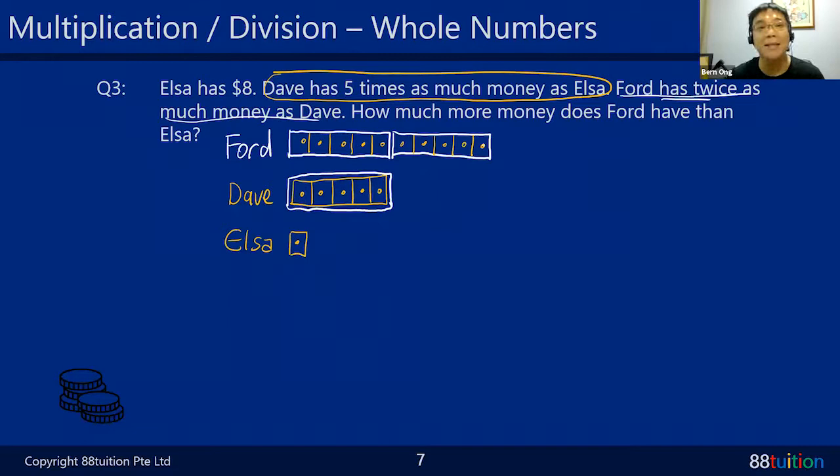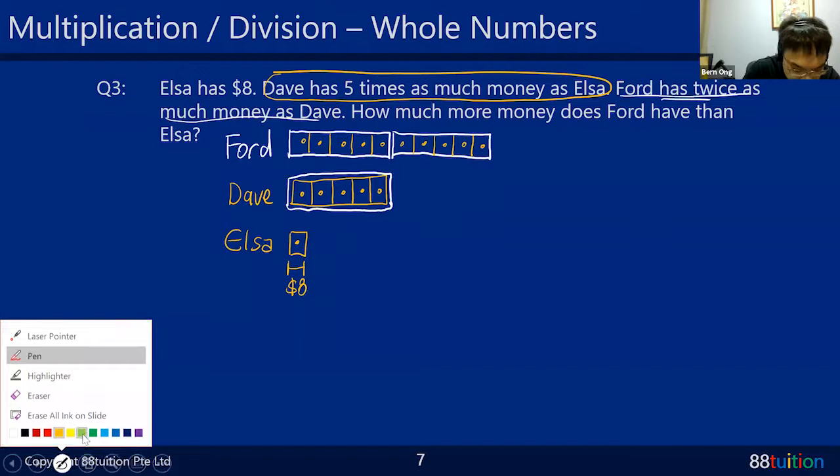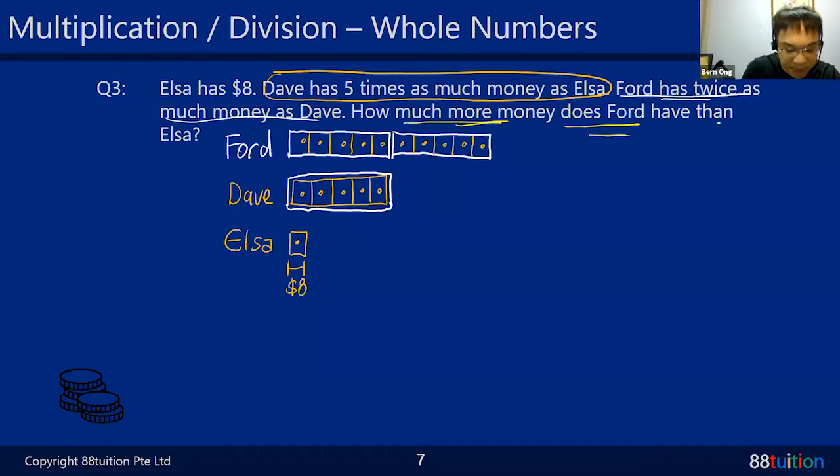So down here, Elsa got $8. That means down here is the $8. This is Elsa, $8. That means 1 unit is $8. Very good. Let's take a look at the question together. The question says, how much more does Ford have than Elsa? How much more? When you see the words much more, it means what? You have to minus. It's not a plus. So is it true that Ford got more than Elsa? Yes. How much more? So Ford got how many units?